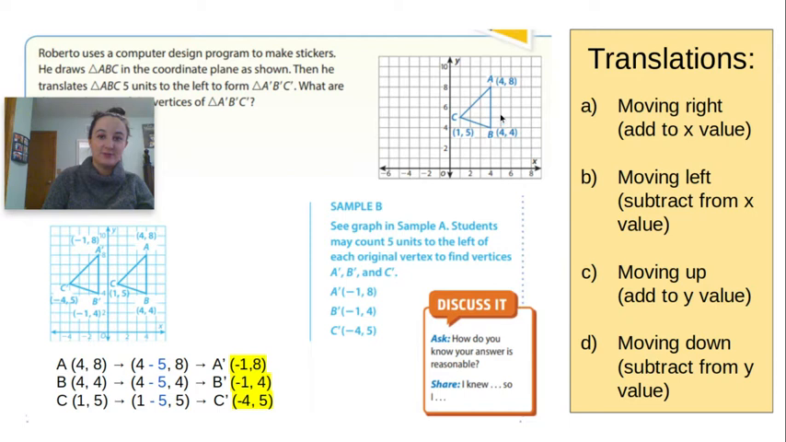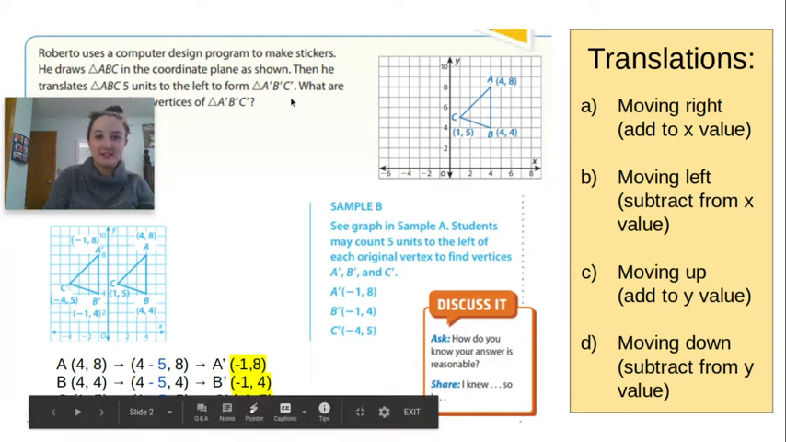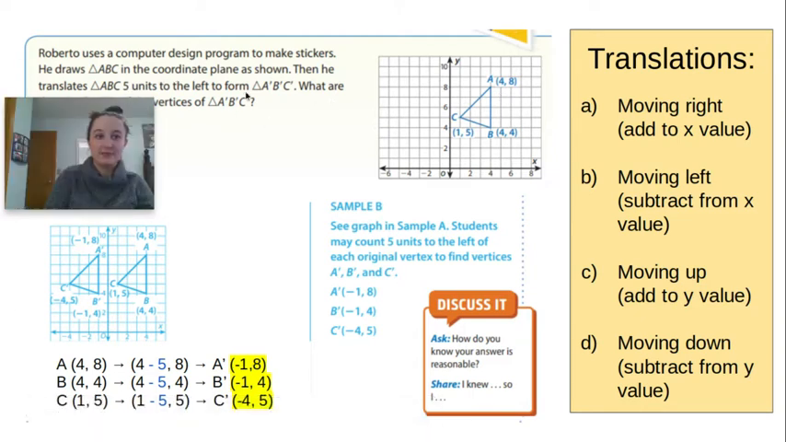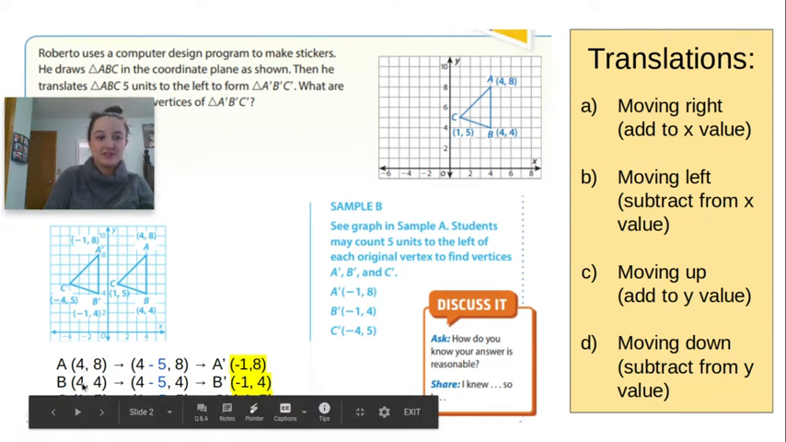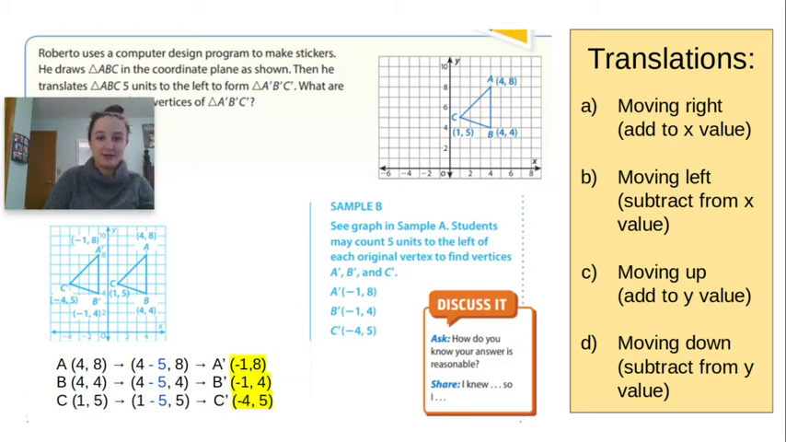So for example, we have our A here, so our X coordinate is 4, because remember our X always comes first. So we have 4, 8. Then we are moving 5 units to the left, so we are subtracting from our X value. We take each of our X coordinates and subtract 5 from them to get our new A prime, B prime, and C prime.